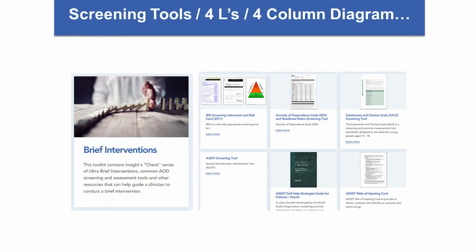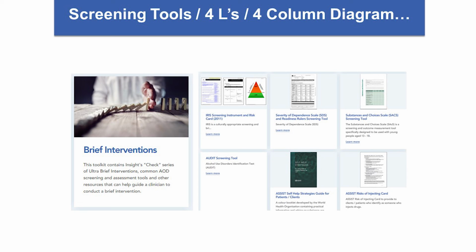So yeah, these are all available, and we'd love your feedback on them. They're available on our website, and you can find them in our Brief Intervention Toolkit, which is on our website under the Toolkits page. That toolkit has all of those tools, but also all of the screening and assessment tools I spoke about today. So the ASSIST, the IRIS, the SDS, the Substances and Choices Scale.